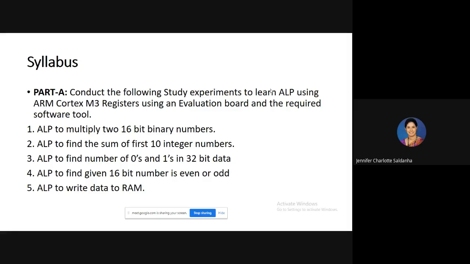So the experiments are ALP to multiply two 16-bit binary numbers, ALP to find the sum of first 10 integer numbers, ALP to find the number of zeros and ones in 32-bit data, ALP to find whether a given 16-bit number is even or odd, ALP to write data to RAM.